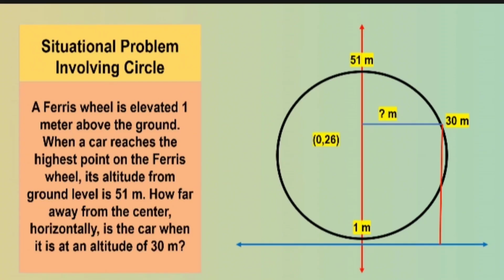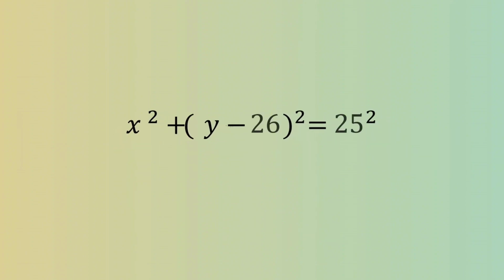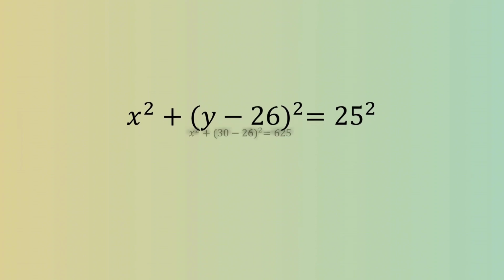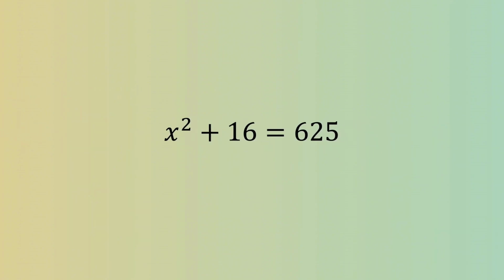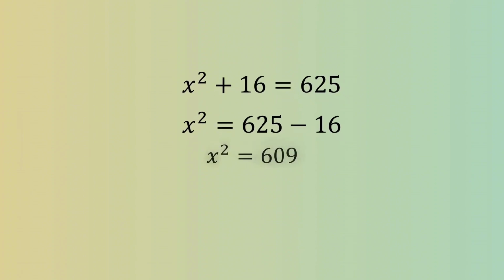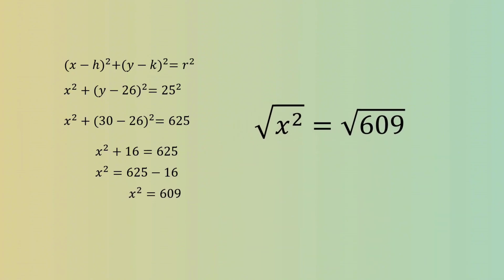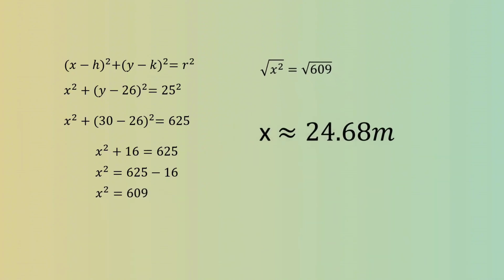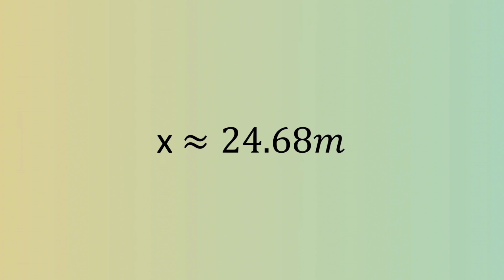Now, if the center of the given problem does not start at the origin, the formula that we will be using would be this formula. We will then just input all the given numbers into the corresponding formula. And this will be its solution, expressed in simple terms. Hence, x is equal to approximately 24.68 meters.